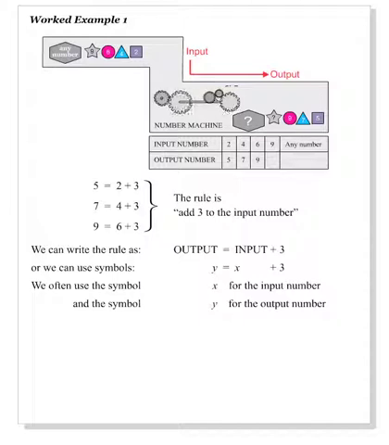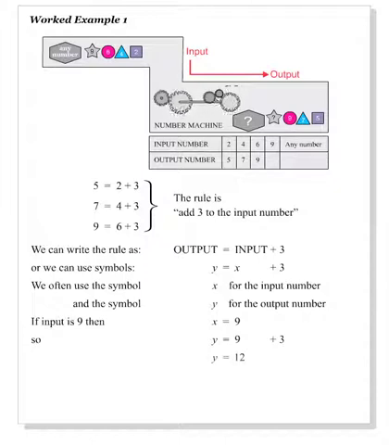We were told that one of the input numbers is 9. We decided to call the input numbers X. Therefore, we can say that X is equal to 9. But we were not given the output number. How can we find it? Well, if X is equal to 9, then Y, the output number, is equal to X plus 3. Since X is equal to 9, Y will be equal to 9 plus 3, which is 12.